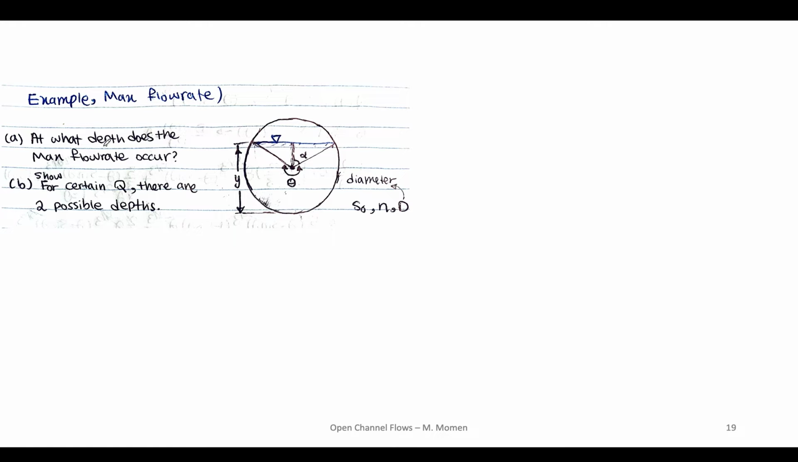So let's start with the first one. For the first one, you might think that the maximum flow rate should occur when y is equal to d, right? The depth equal to the diameter of the channel. But that is not the case here, and we are going to show how.